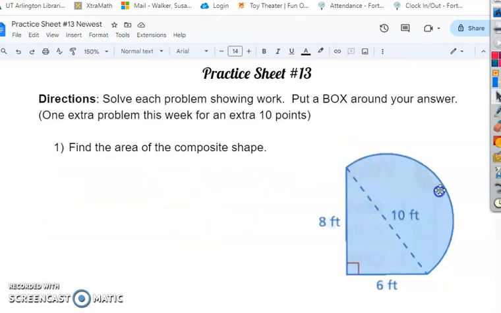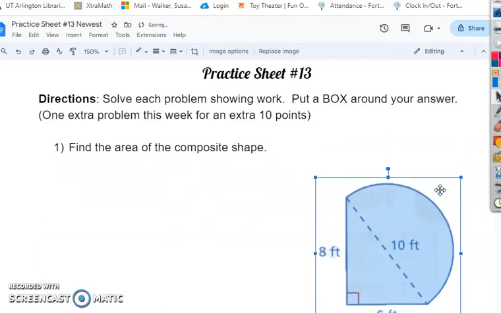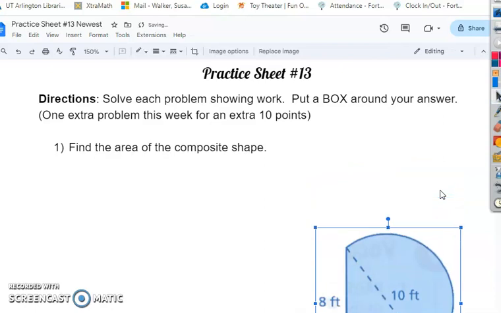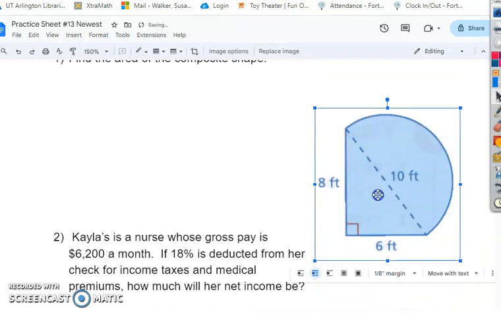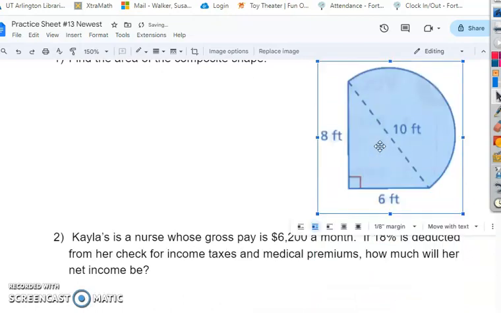So let's look at number... Whoops, I'm moving the wrong thing. Let's put this back up where it was. Let's see.